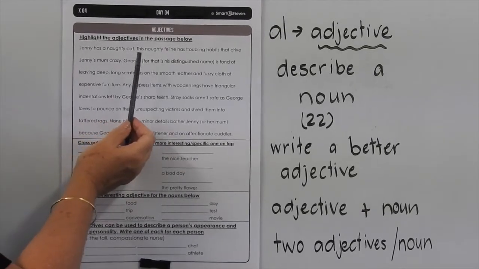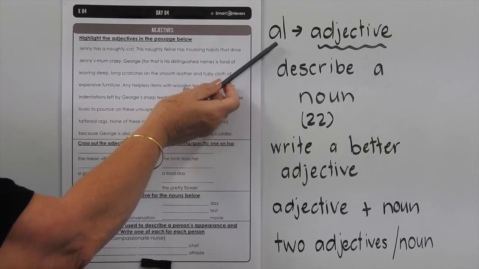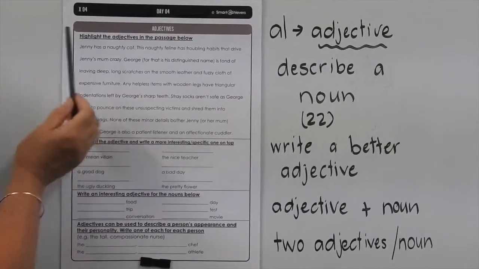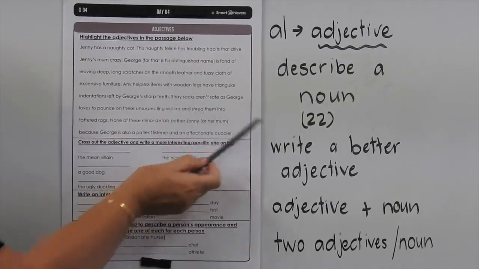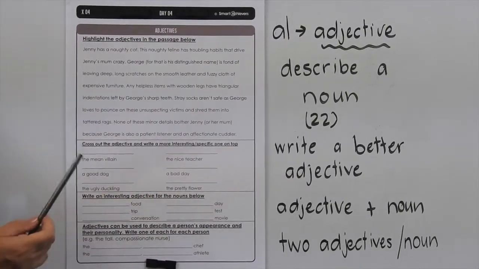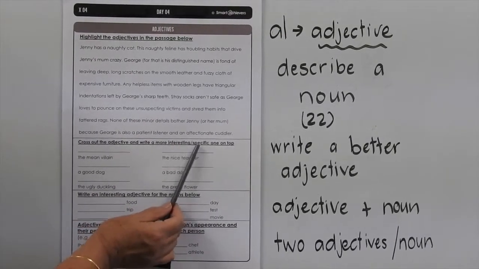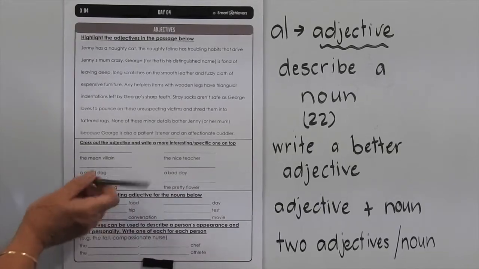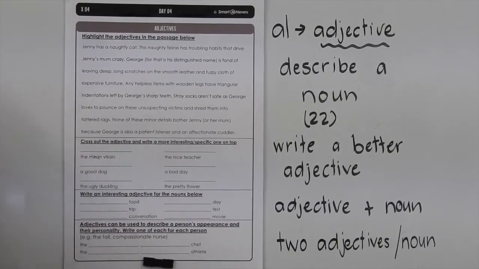Okay, you know that an adjective describes a noun. Commonly an adjective can end in al, but not all the time. So we want you to go through and highlight all the adjectives that you can find in this passage. There are 22 of them. Now down here we want you to cross out the adjective and write a more interesting or specific one on top. So you cross out the word mean, and we want a better one above it.